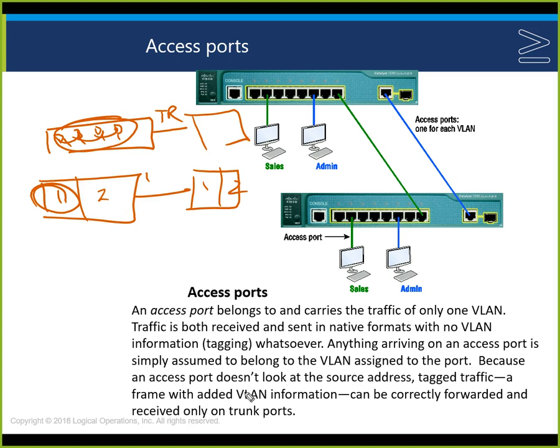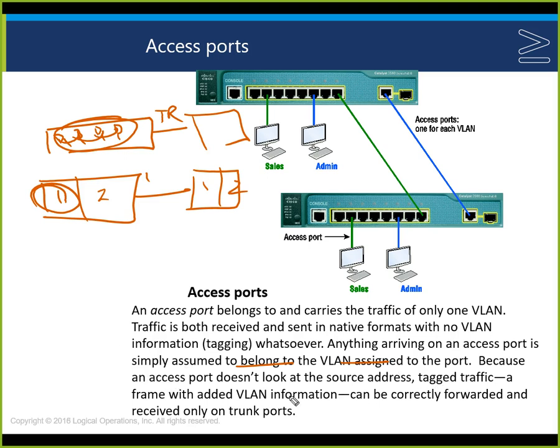Anything arriving on an access port is simply assumed to belong to the VLAN assigned to that port, because when we created the VLANs, we then went to the switch port command and assigned the VLAN to those ports. So they are all there together.